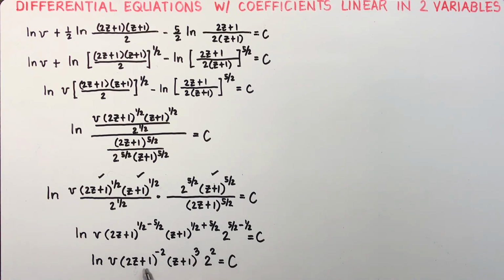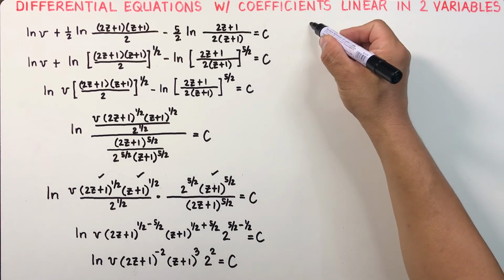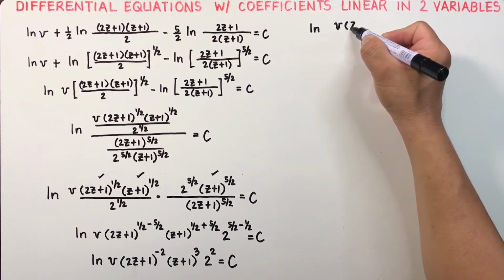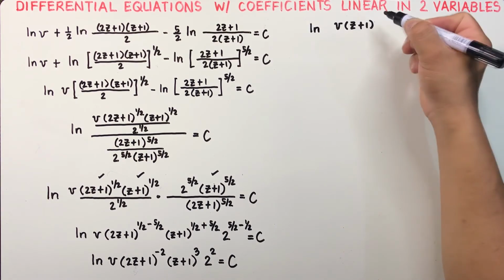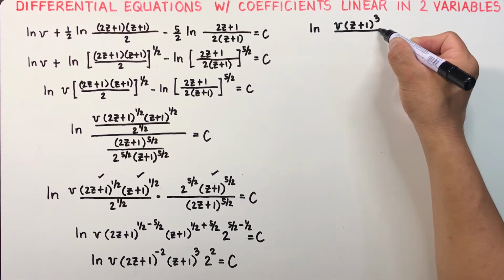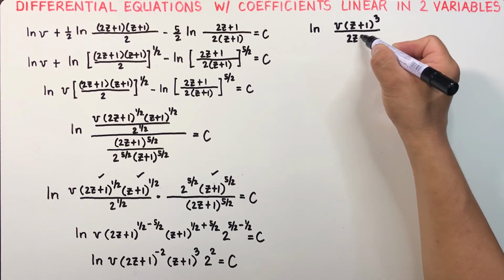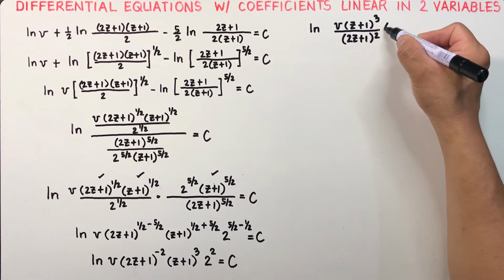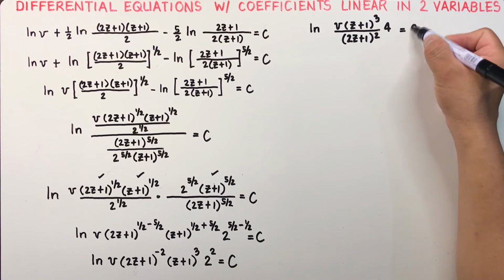So moving this factor to the denominator to make this exponent positive, we have the natural log of v times z plus 1 to the power of 3, and this is divided by 2z plus 1 to the power of 2. Of course, we have a constant of 4 here.